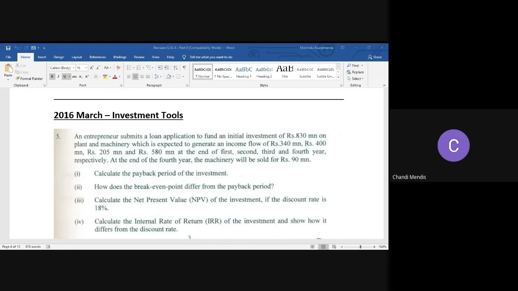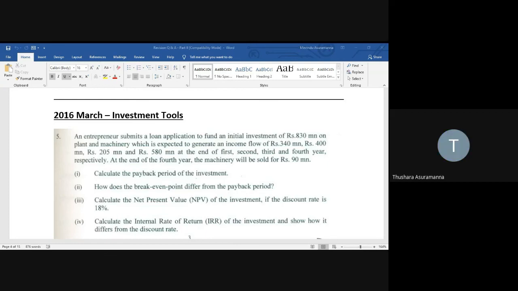So, cash flows are 288, 287, 125, and 299. No. The cash flows are 340, 400, 205, 580 plus 90. No, I mean after the discount. Yeah. Discount. Maybe then what could be the total addition?